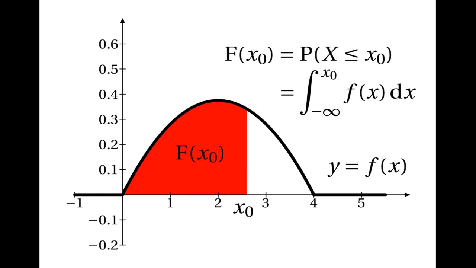Now the area under that graph can be obtained by integration, and it's the integral of the probability density function up to the limit x0. So that means that f of x0 is equal to the integral of the probability density function up to the limit x0.